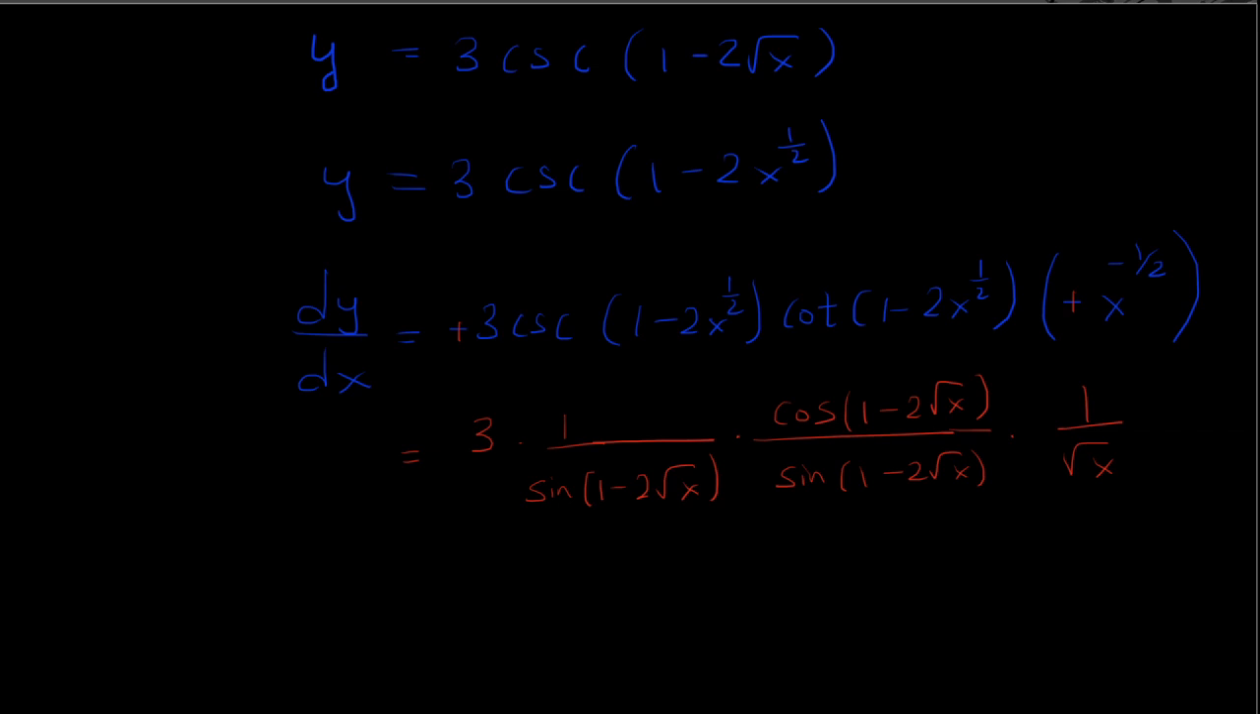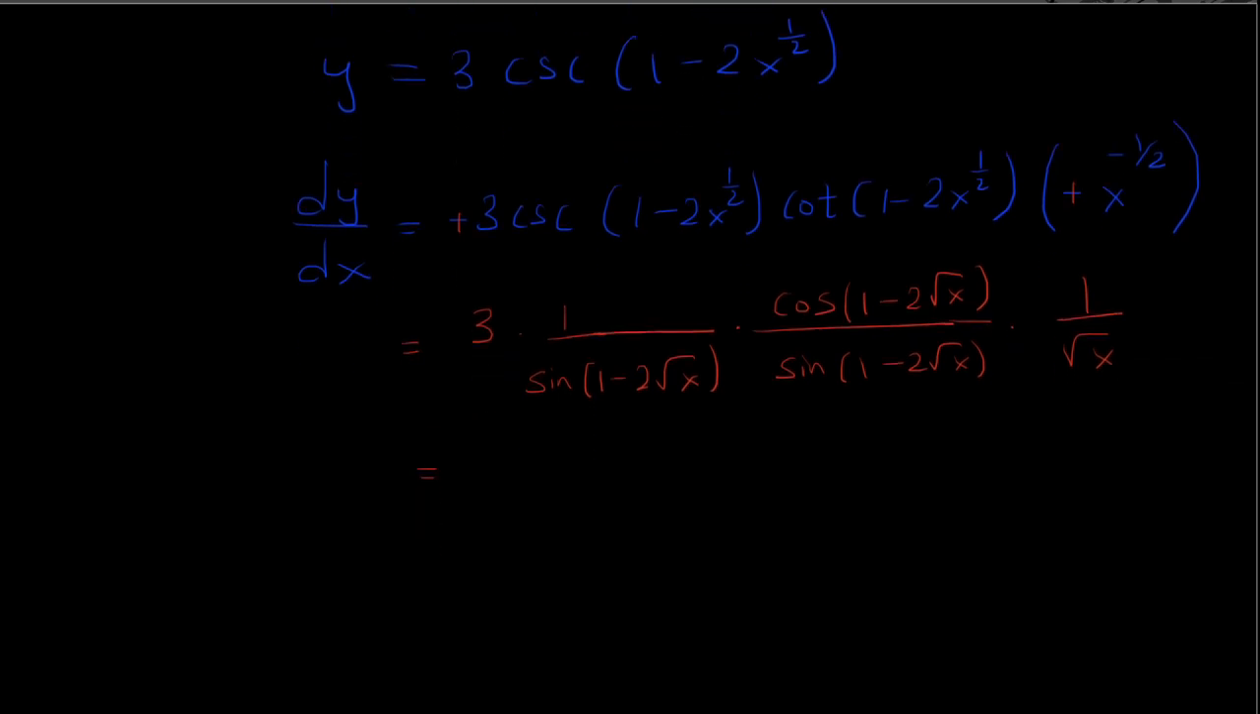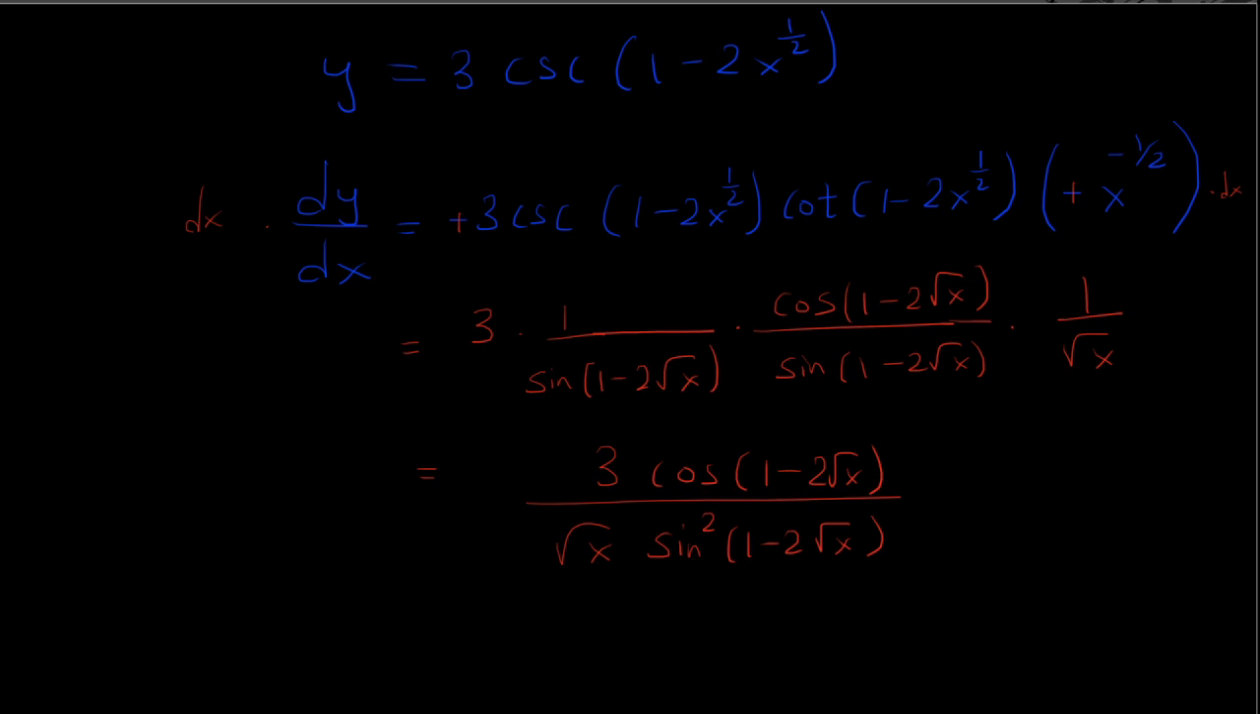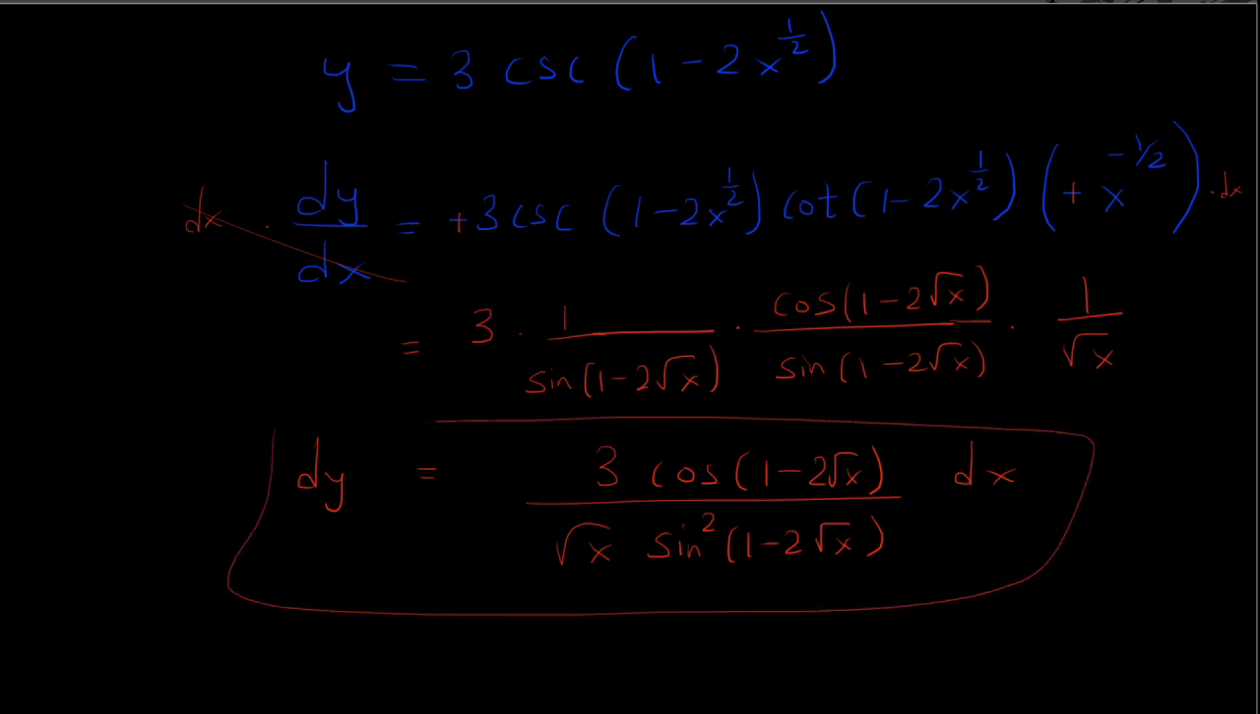So the last thing we could do, so actually a couple of things. One, we have sine times sine will give us sine squared. So I'll put the square root of x in front. You have sine squared of (1 minus 2 square root of x). And on the top we have 3 cosine of (1 minus 2 square root of x). On the left here I have dy over dx. So I'm going to multiply both sides by dx. So those are going to cancel. And so dy is equal to this whole thing.